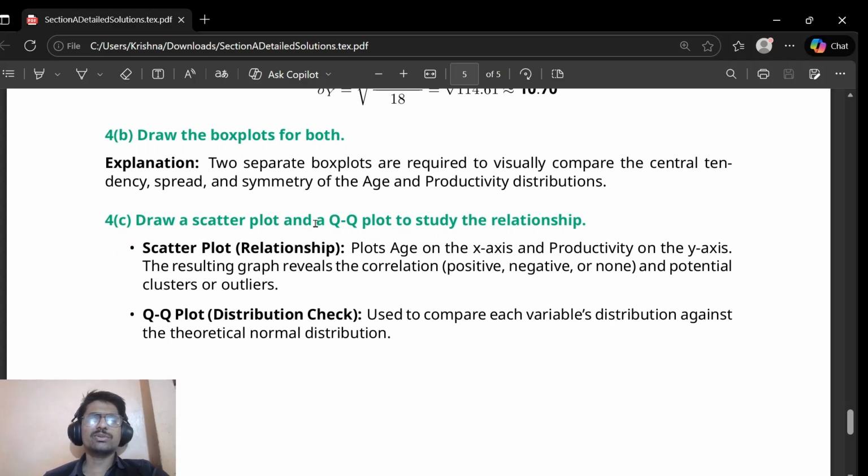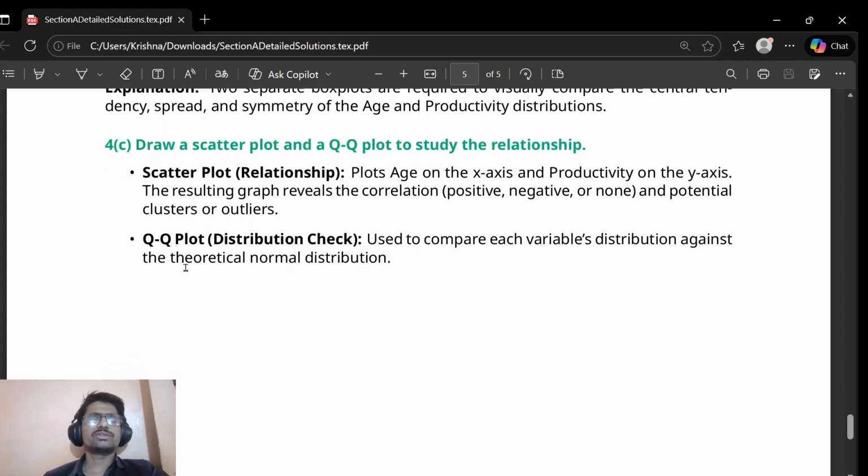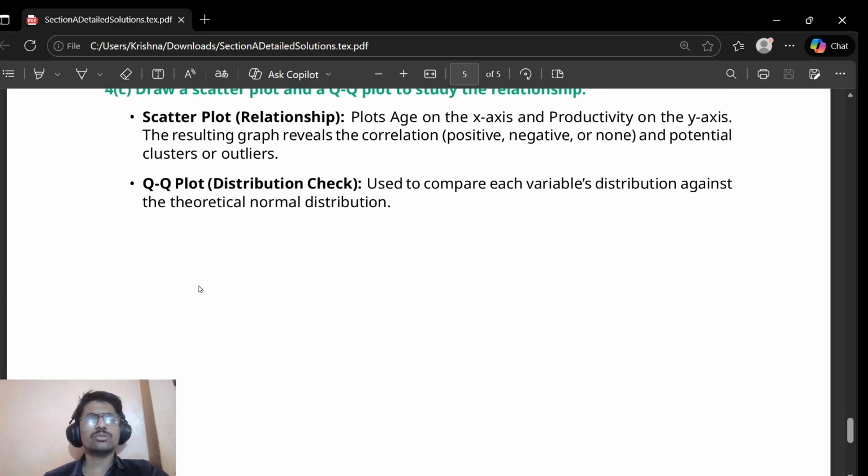Draw a scatter plot and a QQ plot to study the relationship. Scatter plot relationship: plots age on the x-axis and productivity on the y-axis. The resulting graph reveals the correlation and potential clusters or outliers. And a QQ plot, distribution check, is used to compare each variable's distribution against the theoretical normal distribution.